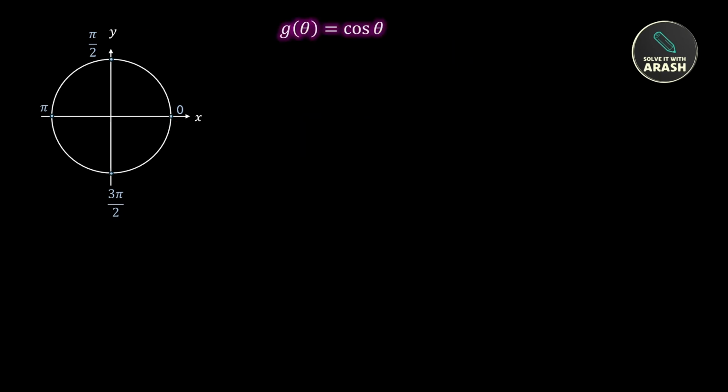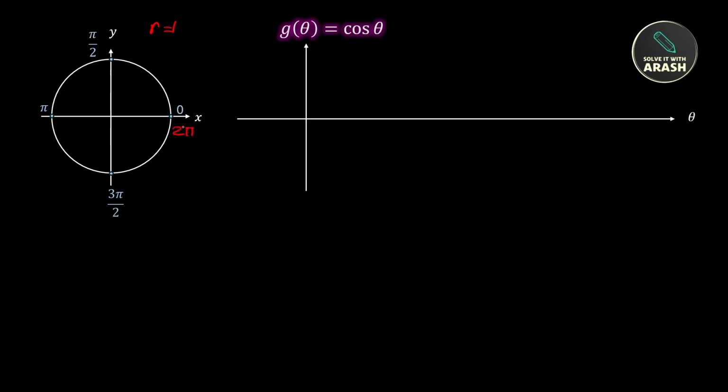Again, I'm going to use the unit circle where radius equals 1. I'm going to use the same angles: 0, pi over 2, pi, 3 pi over 2, and 2 pi. And here are the horizontal and vertical axes. I start by showing 0 and 2 pi, then pi in the middle, pi over 2, and 3 pi over 2.